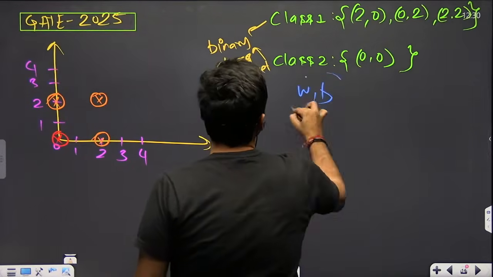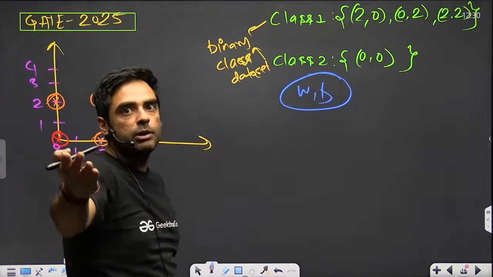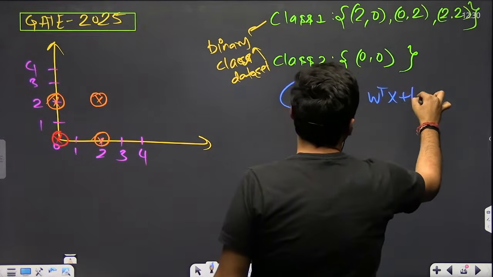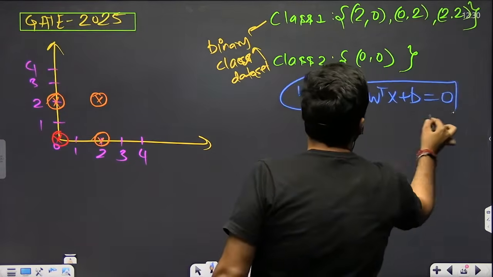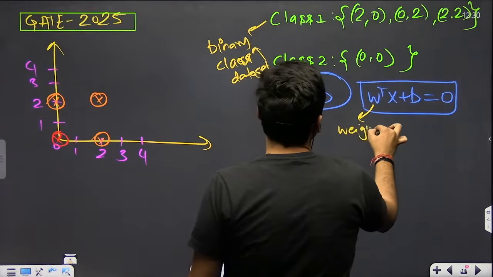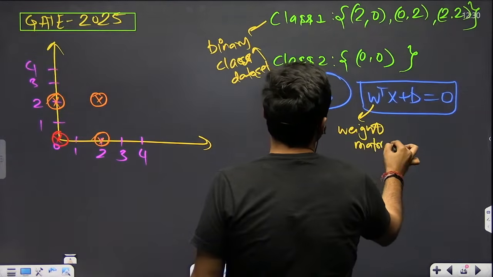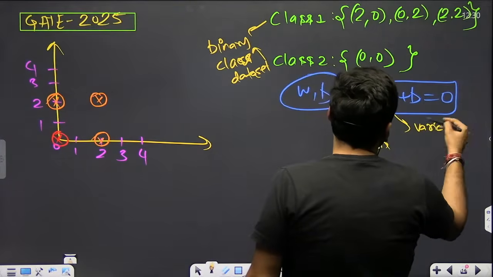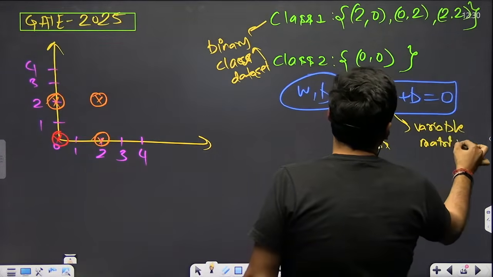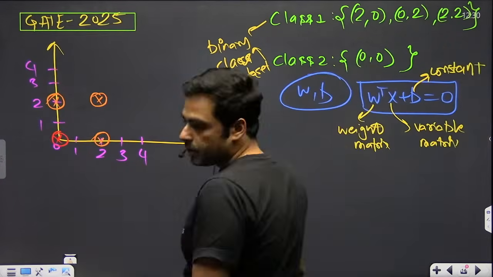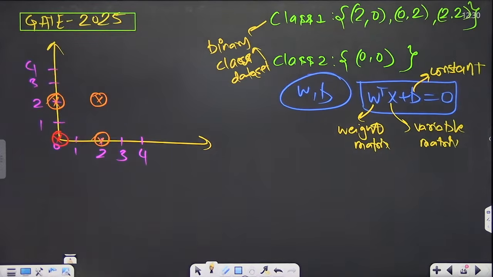So what is W? I hope you are now able to understand. The equation is weight transpose into X plus B equals 0. W is the weight matrix, X is the variable matrix, and B is the constant. Now what is he saying here? We need to calculate this.